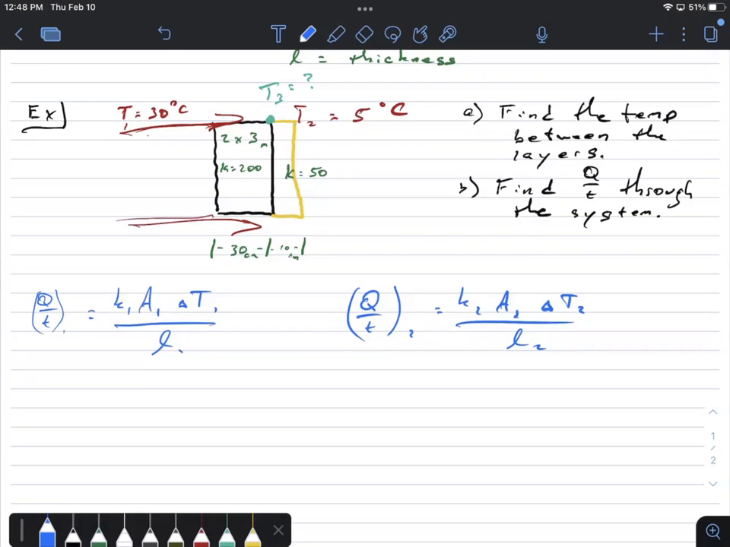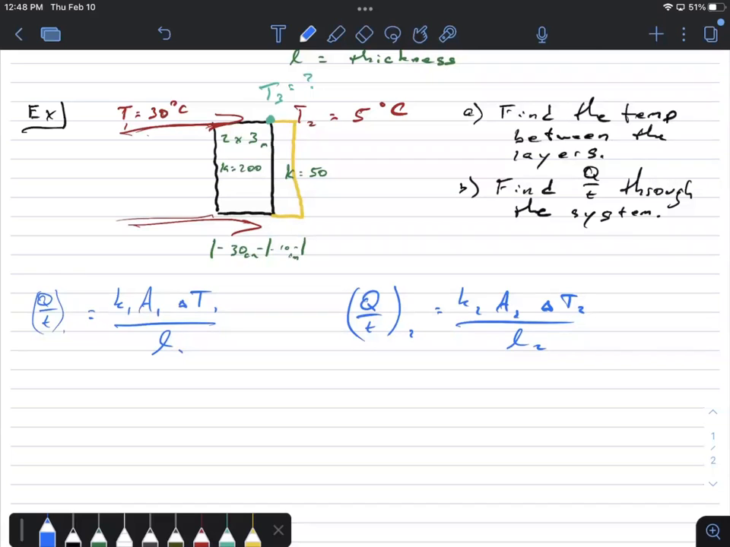Do I add them? Do I say, well, if the wall allows 200 joules per second and the insulation allows 50 joules per second, is the total heat transfer rate 250? Well, that doesn't really make sense, because if you think about it, in order to get through the second piece, the energy first had to get through the first piece.